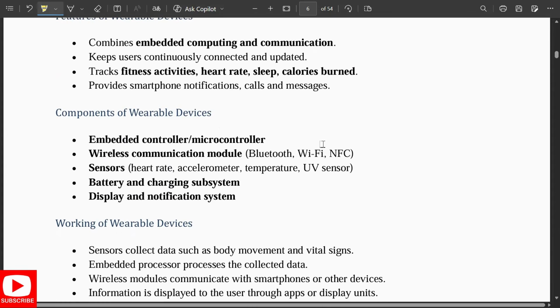Then what do they have? They have an embedded controller or a microcontroller in it, and also a wireless communication module, that is Bluetooth or Wi-Fi.